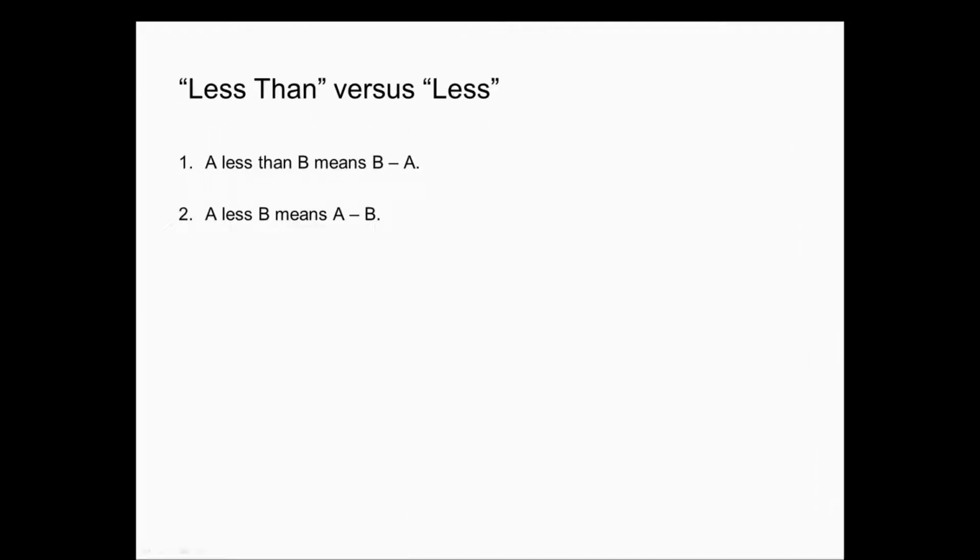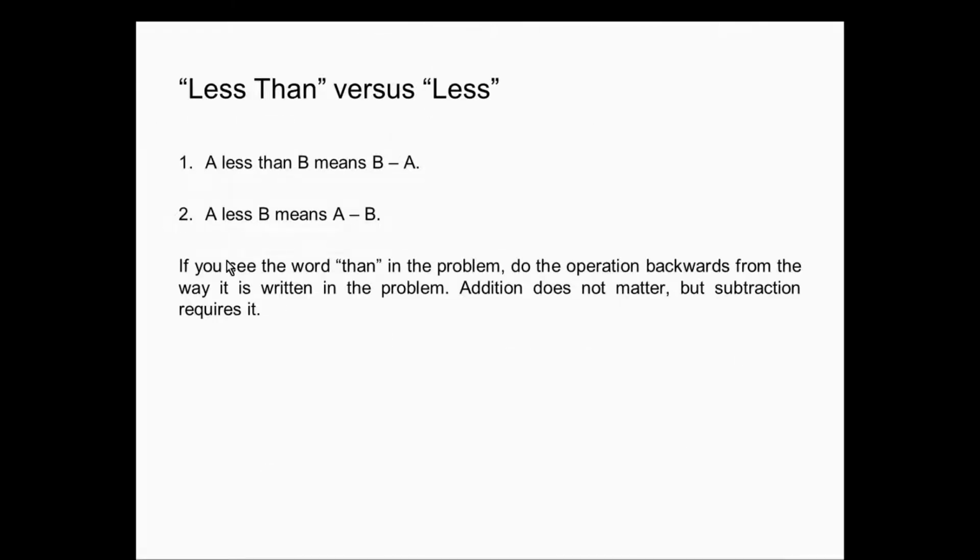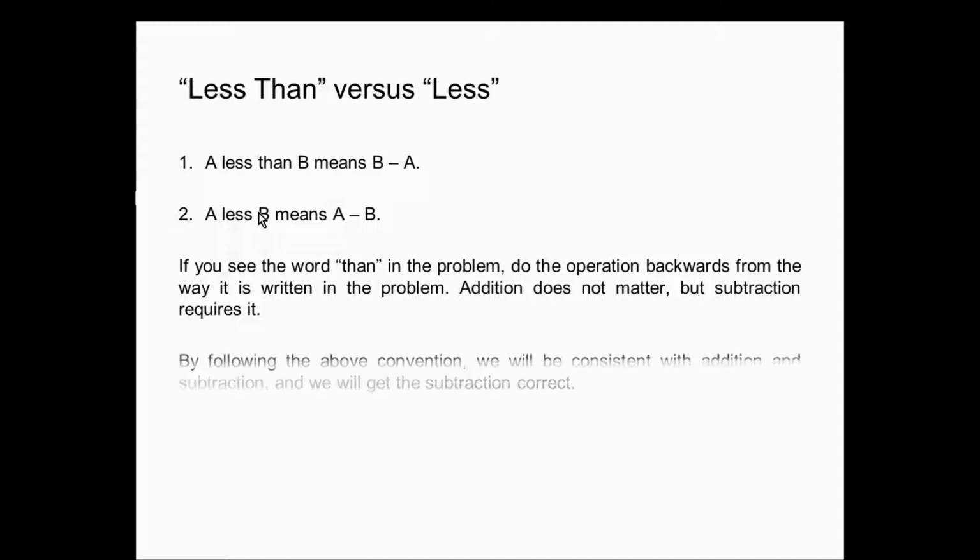Number 2, A less B means A minus B. Notice the word than has made you subtract backward from the way the letters are given to you. So A less than B is B minus A, and A less B means A minus B. If you see the word than in the problem, do the operation backwards from the way it is written. Addition does not matter, but subtraction requires it. That way you will be consistent, and we will get the subtraction correct. Because remember, if you subtract backwards, it doesn't matter what you do after that, it's already wrong.